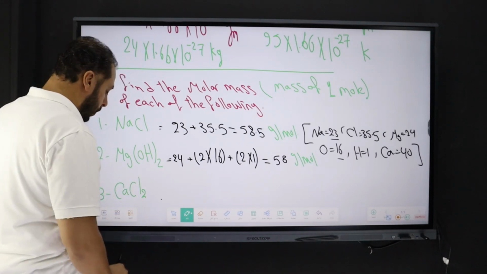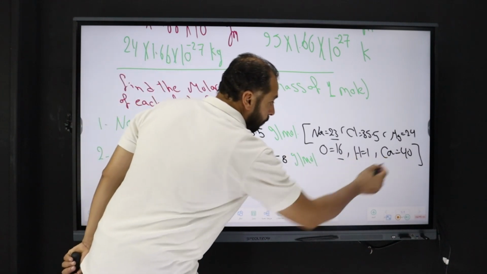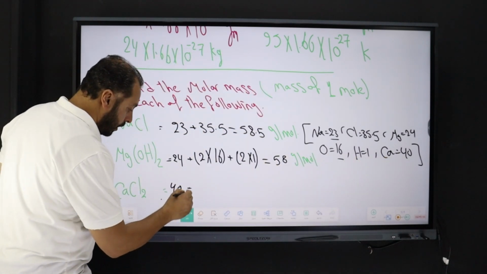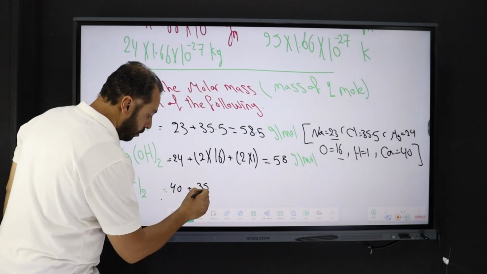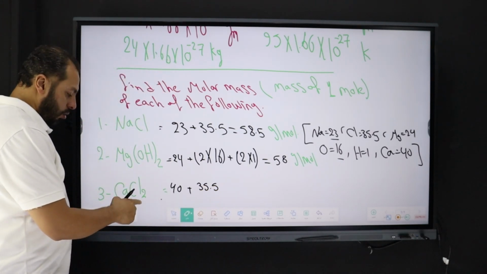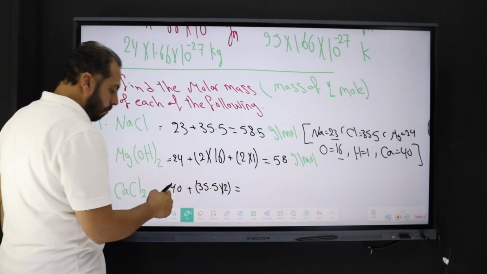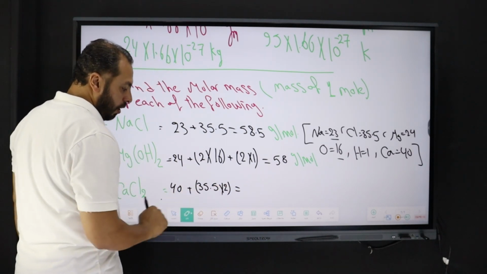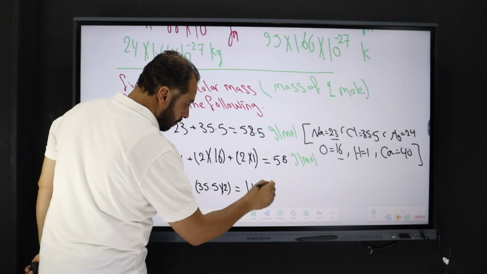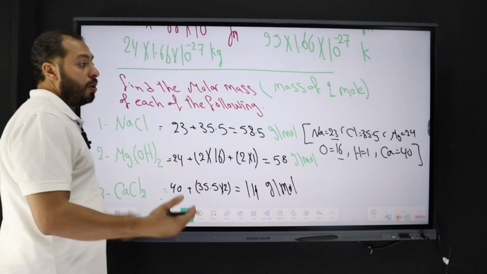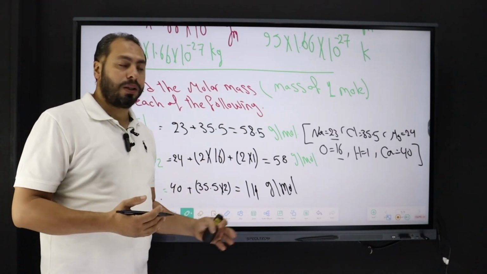Okay? The last one, calcium chloride: the mass of calcium is 40. So 40 plus chloride equals 35.5. But how many ions of chloride? 2. So times 2. 40 plus 71, which is 35.5 times 2, equals 111 gram per mole. So this is the method to calculate the molar mass of any substance you have.